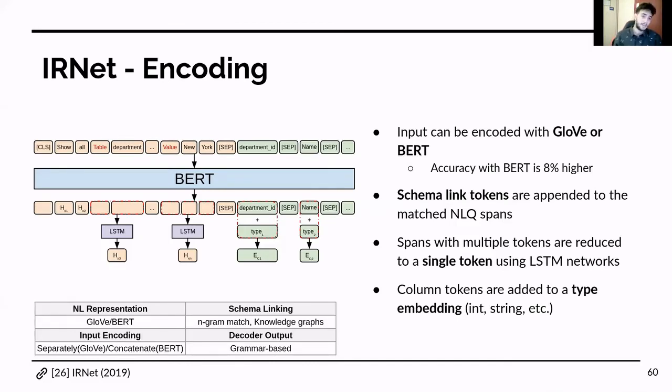And it gives this input to BERT, and BERT is going to produce an output of the same length. And IronNet takes an extra step here, and it processes all spans that have more than one token using LSTM networks to reduce them into single tokens. So for example, New York has two words, and it also has a value token. So it's going to take these three tokens, give them to an LSTM to get a single representation for this span. And for the table columns, it does a slightly different process where it adds an embedding type vector to each column to signify what its type is. So it can be of integer type, of string type, and so on. So this is a way to try to preserve more information from the schema in the representation that we create.